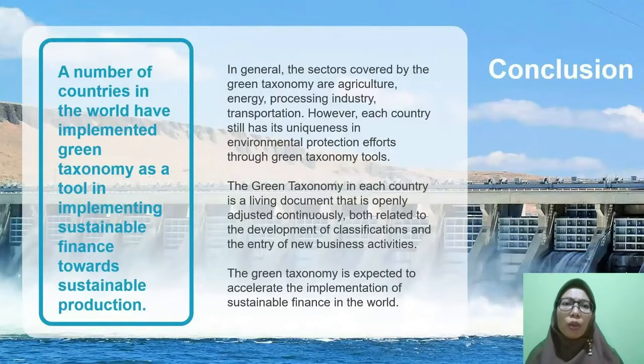A number of countries in the world have implemented green taxonomy as a tool in implementing sustainable finance towards sustainable production. In general, the sectors covered by the green taxonomy are agriculture, energy, processing industry, and transportation. However, each country still has its uniqueness in environmental protection evolved through green taxonomy tools. The green taxonomy in each country is a living document that is openly adjusted continuously, both related to the development of classification and the entry of new business activities. The green taxonomy is expected to accelerate the implementation of sustainable finance in the world.